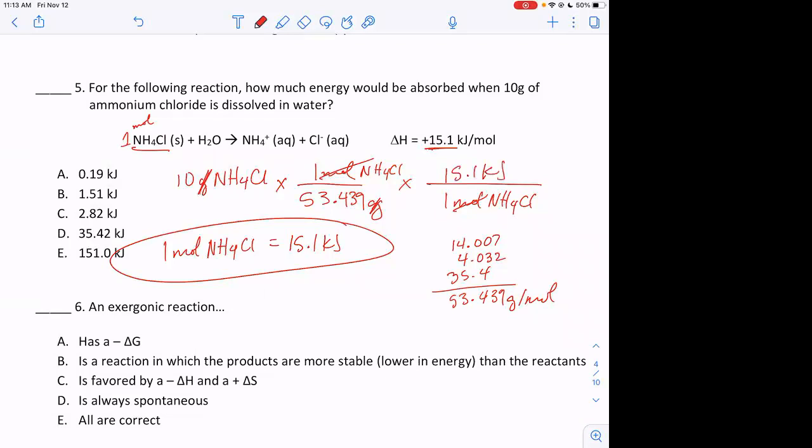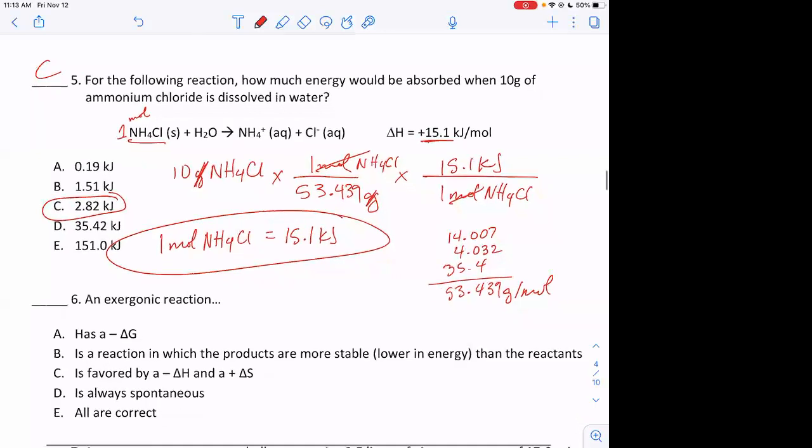We absorb 15.1 kilojoules. So you'll do 10 divided by 53, and I don't have my calculator on me, times 15. 10 divided by 53. And I got 2.82. Okay, so C was the correct answer there. Kilojoules. So that was a little bit of work for that one.